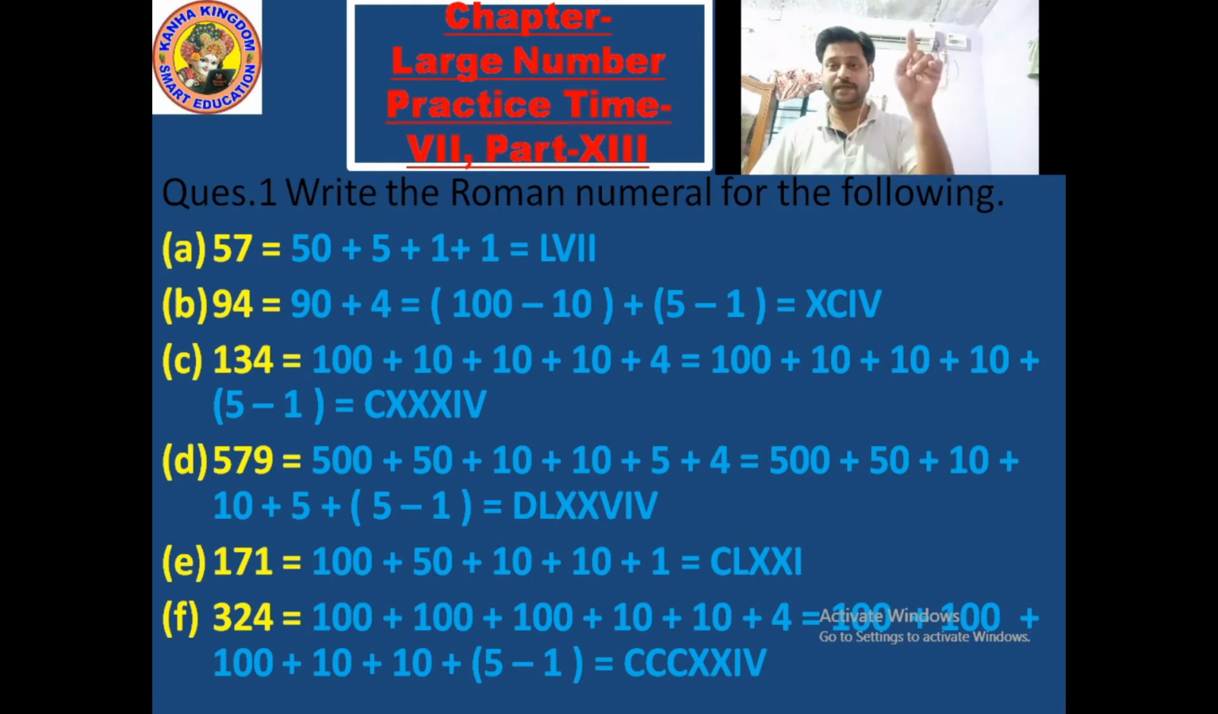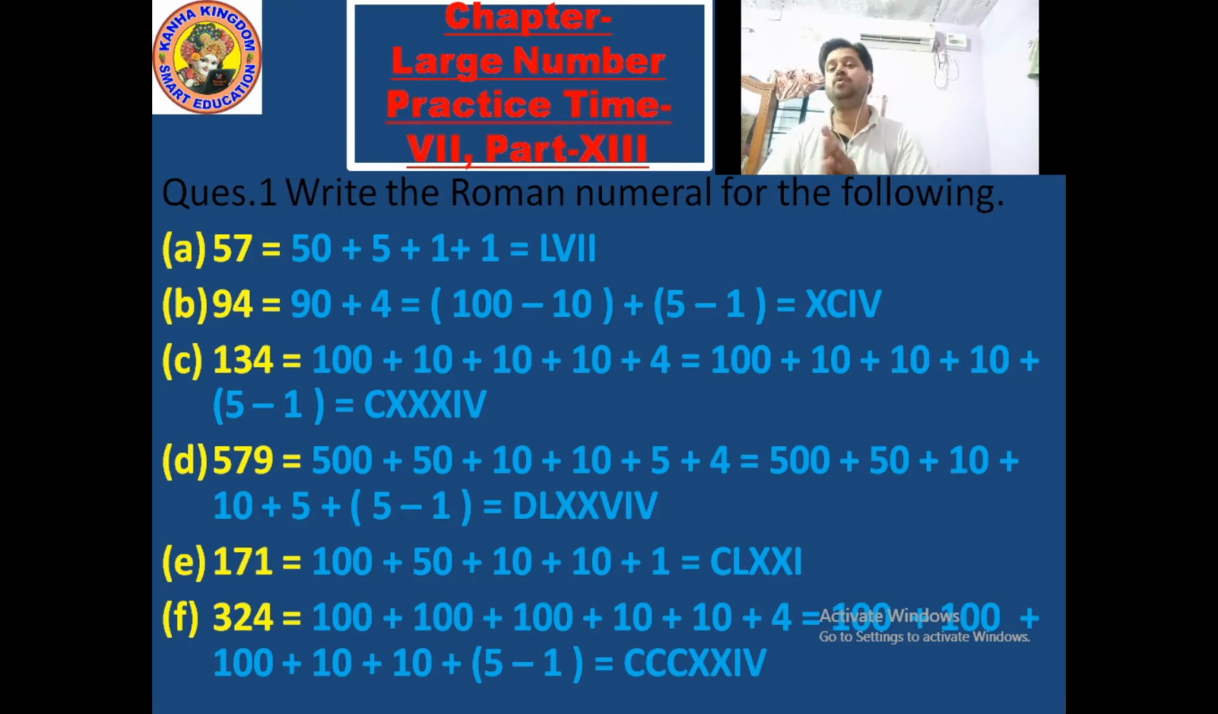Here also 100. What is the letter of 100? C. Now 10 plus 10 plus 10. What is the letter of 10? X. Means XXX, only 3 times. Now 4. Yes, here also 5 minus 1 means IV. So the exact answer of this number is CXXXIV. This is the exact answer of this part.